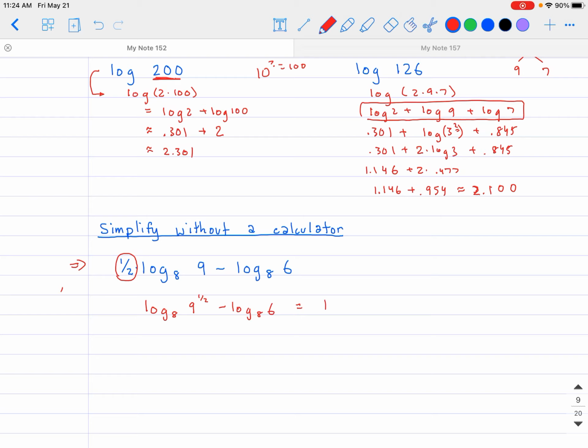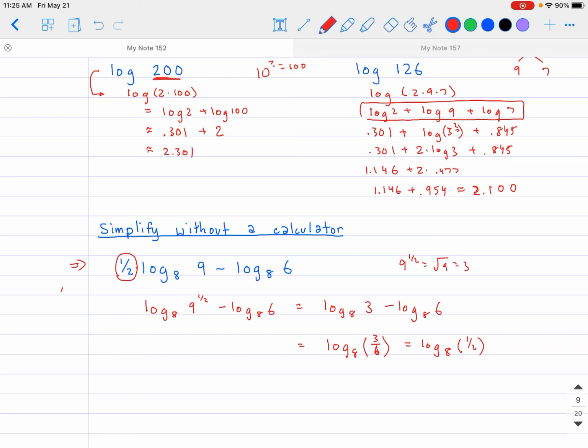So now we're going to go ahead and clean that up. Log base 8 and then 9 to the 1/2. That's the same thing as 3 because 9 to the 1/2 is equal to the square root of 9, which is equal to 3. Minus the log base 8 of 6. Now we can go ahead and combine these two together. Subtraction of two logarithms is going to be the same thing as the log base 8 of those two numbers inside divided by one from the other. So meaning 3 divided by 6 in this case. So 3 divided by 6, that is going to be equal to 1/2. So we end up with log base 8 of 1/2 right there.